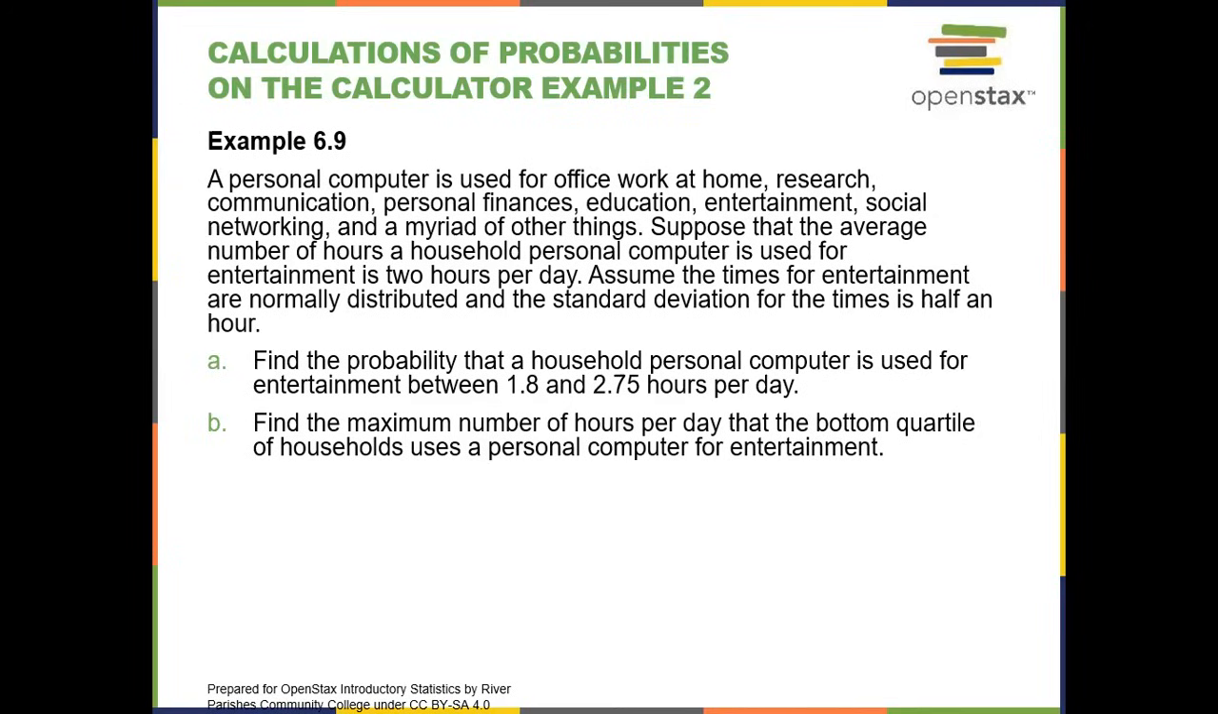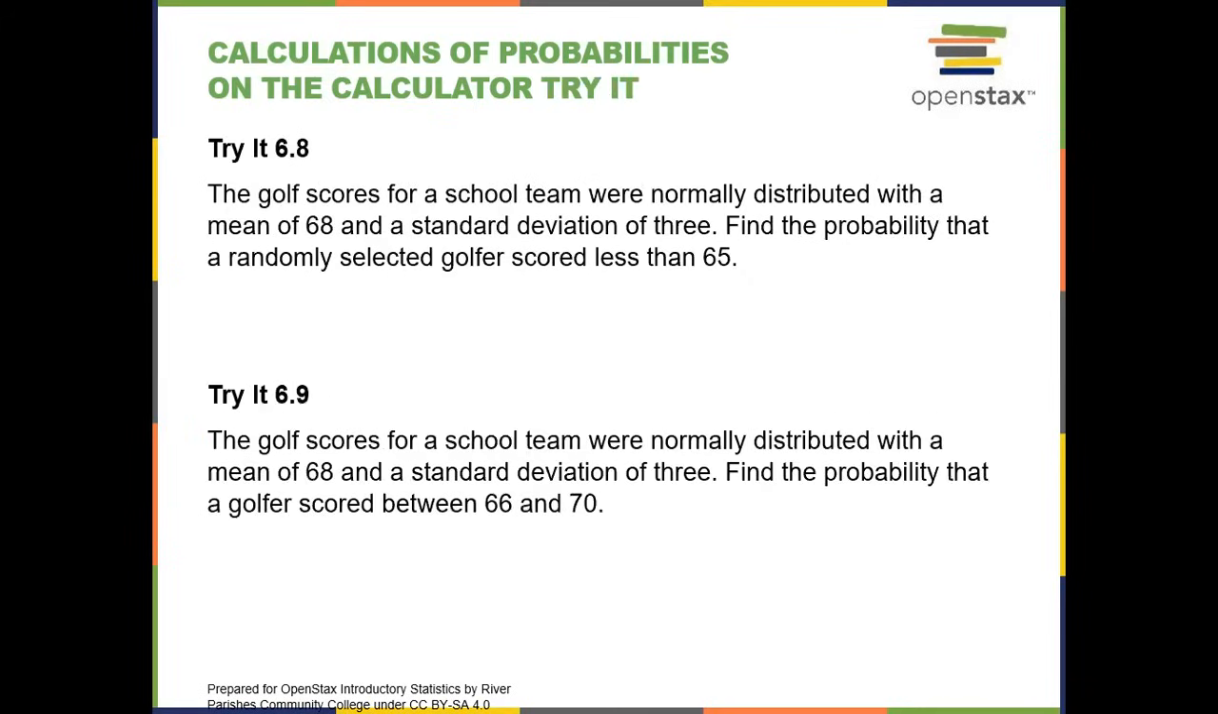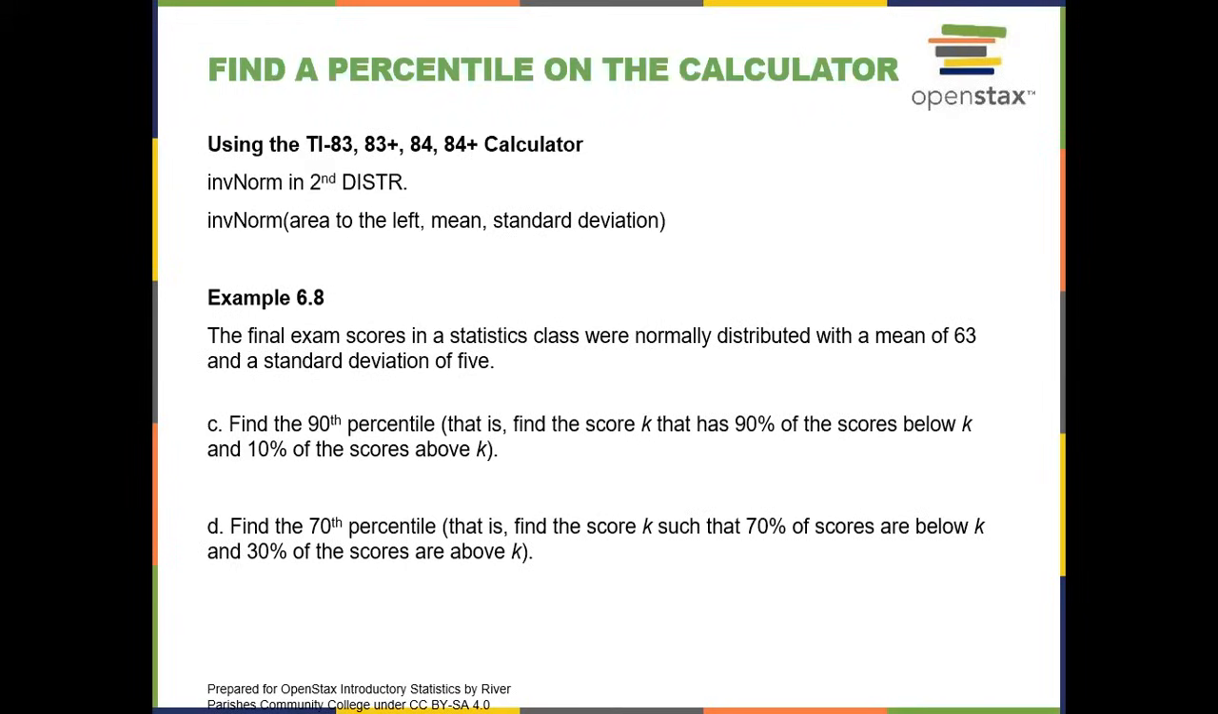So we go second verse. We cannot use number 2. We go down to number 3, inv norm. So when area is given, we use inv norm. Area to the left is 0.25. Mean is 2. Standard deviation is 0.5. Paste, enter and enter. And the answer is 1.66. What does it mean? Bottom 25 percentile of the families use the computer for 1.66 hours or less. Okay. You can do this.